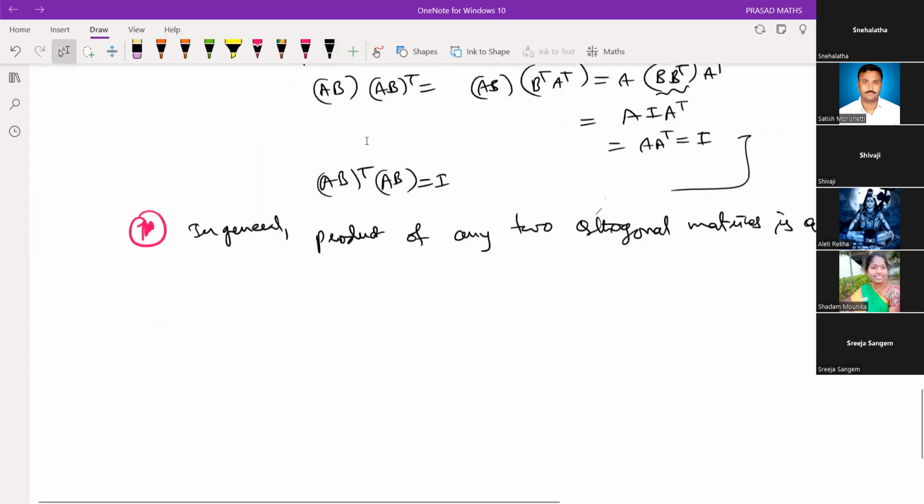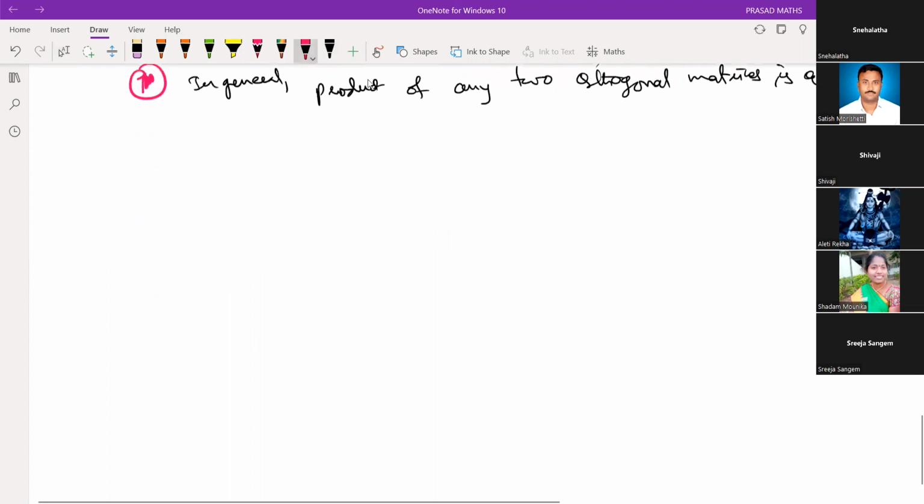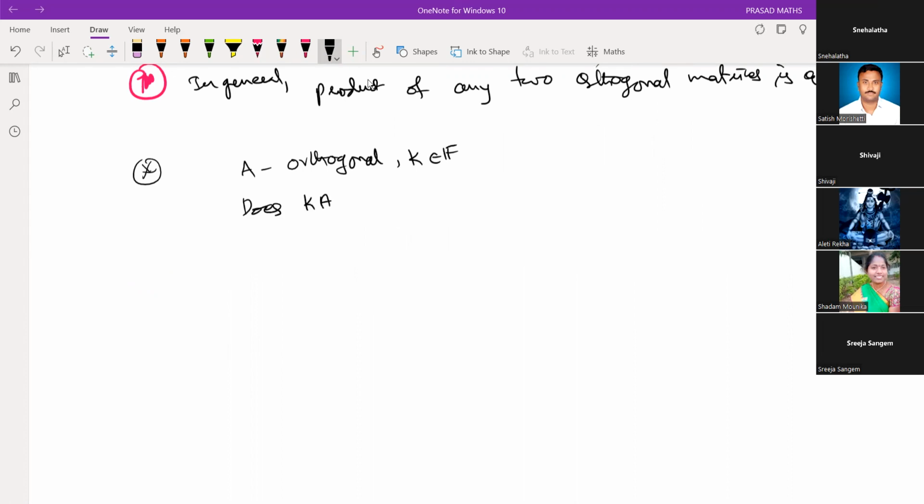Right? And look at the scalar product. If A is orthogonal, and K is any scalar, what about the scalar product? Is it orthogonal? No. In general, no. Suppose you take A equal to the identity matrix, and K equals to 2. If you take K equals to 1, obviously it is orthogonal. If you take K equals to 2, what happens?